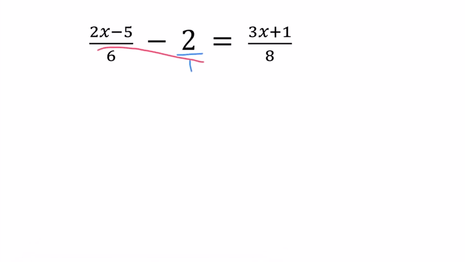Let's look at the denominators. So we have 6, 1, and 8. The common denominator between 6, 1, and 8 is 24. So here, the LCD or the LCM is 24. So we want to multiply each fraction by 24 over 1.